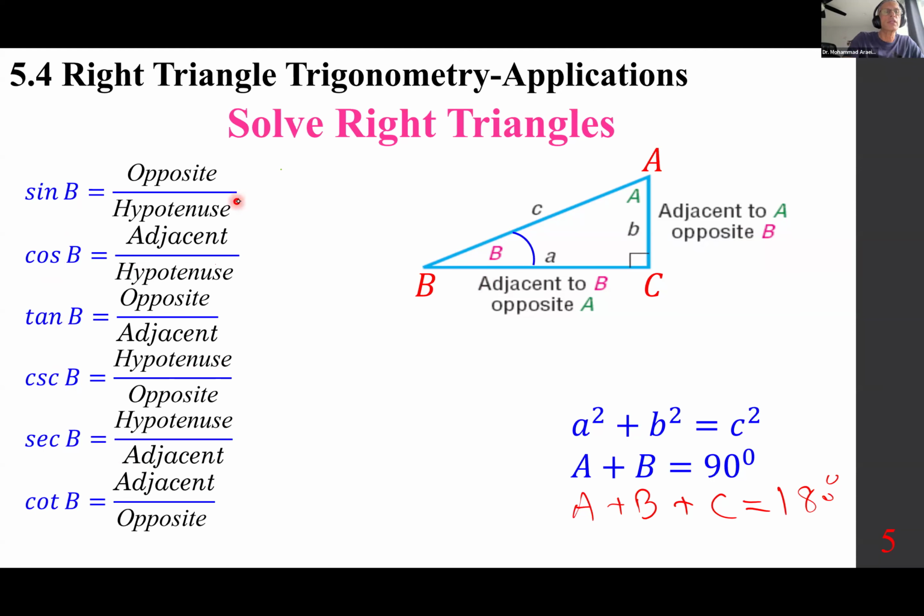For example, if you look at sine B, the opposite is b, and of course the hypotenuse is c, so b over c. If you look at this one, the adjacent is a over c, and the rest of them are the reciprocals. So this is how we arrive at the answer for a right triangle.